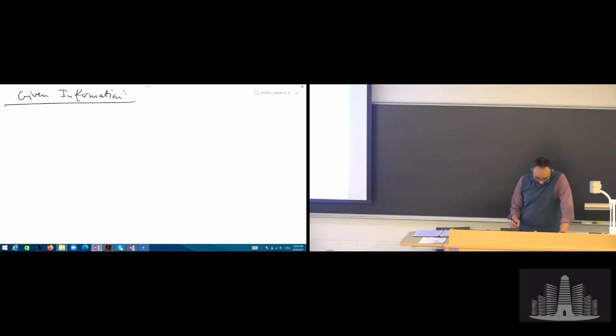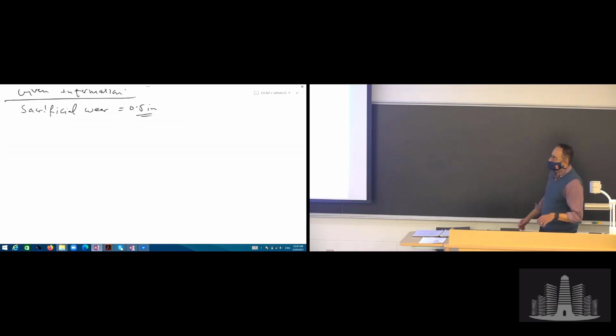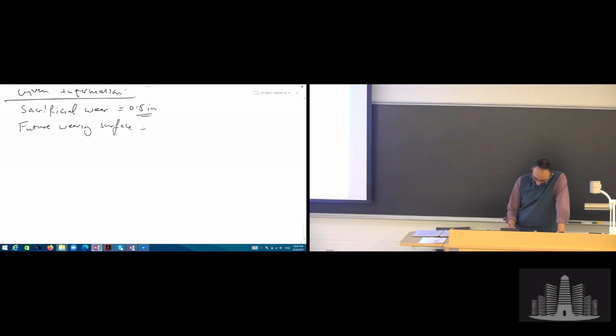Let's say that you were given that you need to provide a sacrificial wear of 0.5 inches. Meaning that part of the deck would be sacrificial, and that would be 0.5 inches. On the top of the deck, you will provide a future wearing surface of 3 inches.